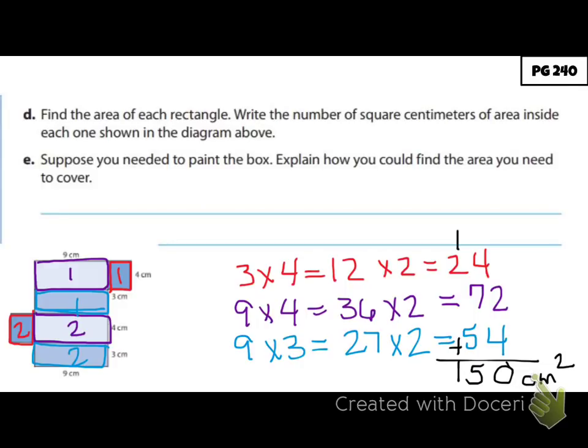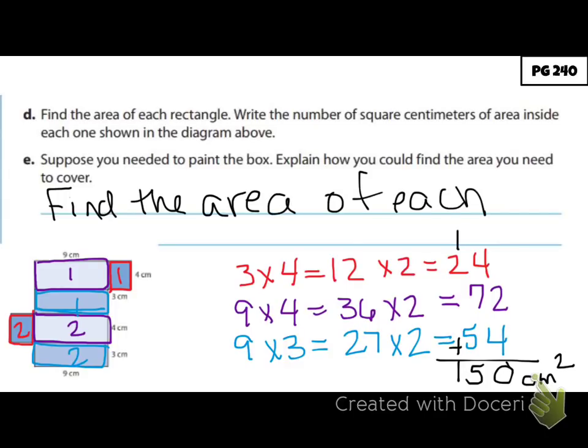So on E, where it says suppose you need to paint the box, explain how you could find the area you need to cover. You would say find the area of each face. Those are those flat surfaces that we counted up here, and add together.